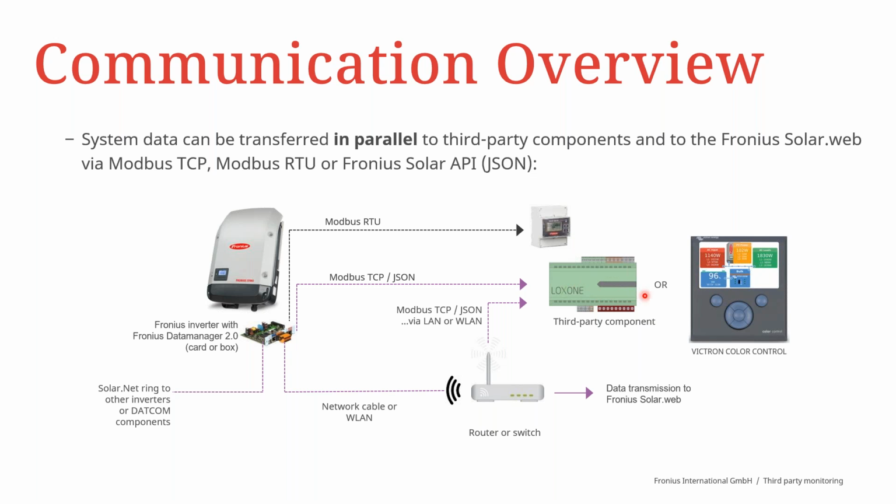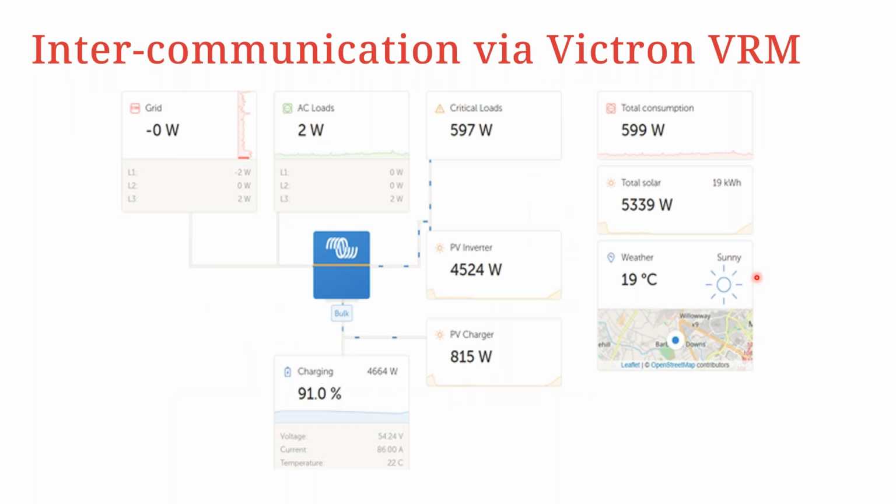Of course, apart from the Luxon, we can communicate with the Victron Color Control, which, as you can see in this case, has the Fronius inverter with its feature integrated in its display. So to give us another example of how this is done, we can take a look at the intercommunication between the Fronius inverter and the Victron inverter in the case of an AC coupled solution.